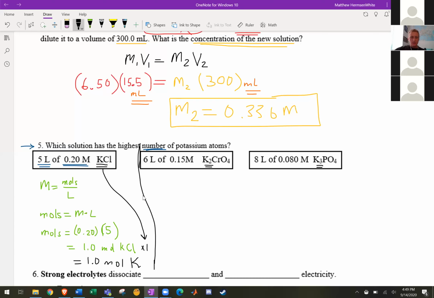Now what you're going to have to do for the second and third cases is follow the same process to figure out how many moles of potassium are in each one. And if we can find the moles of potassium in each one, that will tell us which one has the most potassium atoms. So why don't you give this one a shot for the next minute or two, and then let me know what questions you have as you're working.